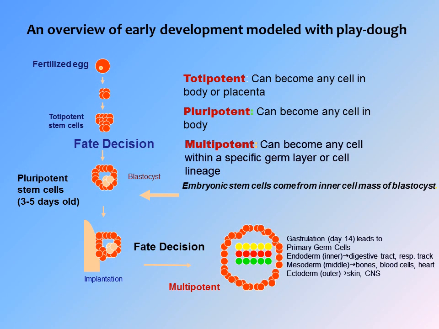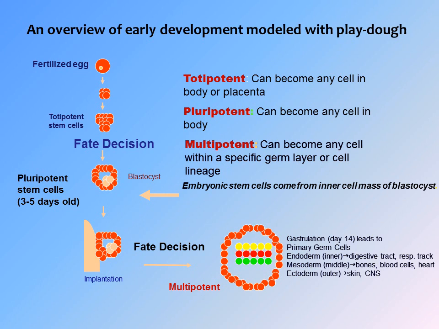Overview of early development. The fertilized egg starts dividing. 1 becomes 2, 2 becomes 4, 4 becomes 8, 8 becomes 16. All these stages are totipotent stem cells, which means they can become any cell in the body or placenta. Then it becomes the 16-cell stage, which is the blastula. In the blastula, the cells are pluripotent stem cells, which are 3 to 5 days old.